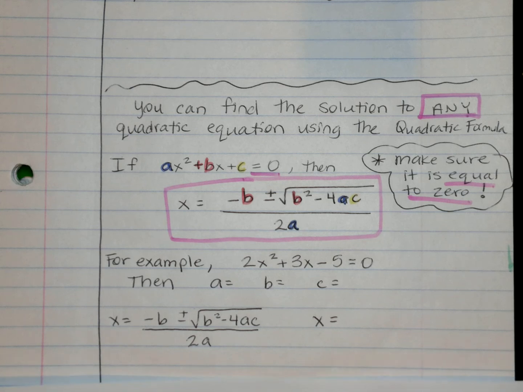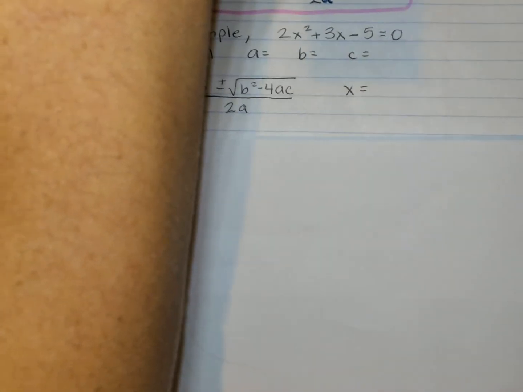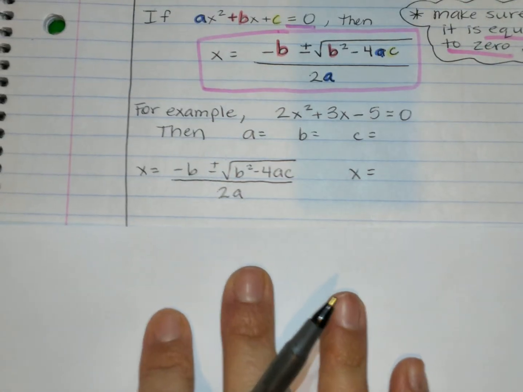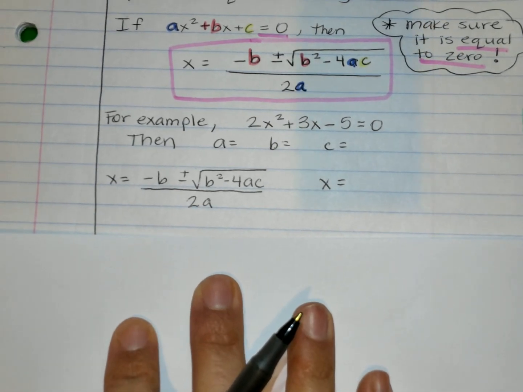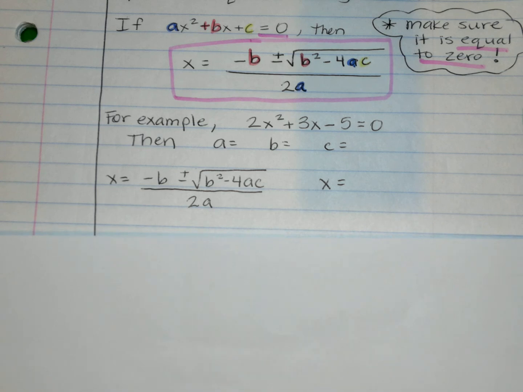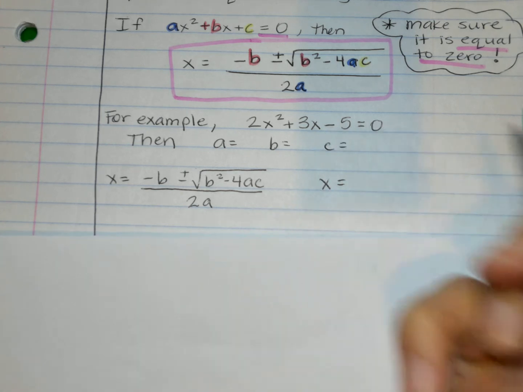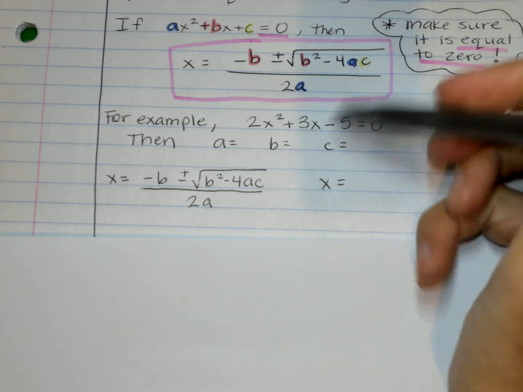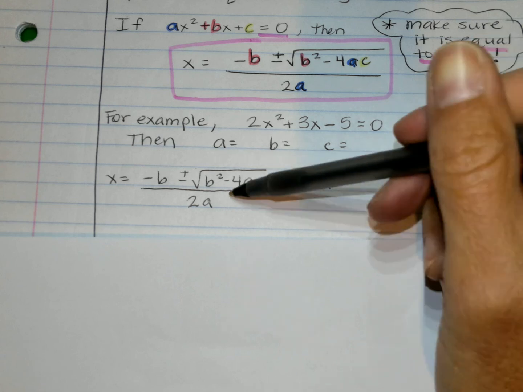All right. So here is an example. Pause if you need to. Okay, so here's your example. It's 2x squared plus 3x minus 5 equals 0. The first thing you want to check for is, does it equal 0? Yes. And then you want to identify your a, b, and c. And then substitute into the equation.